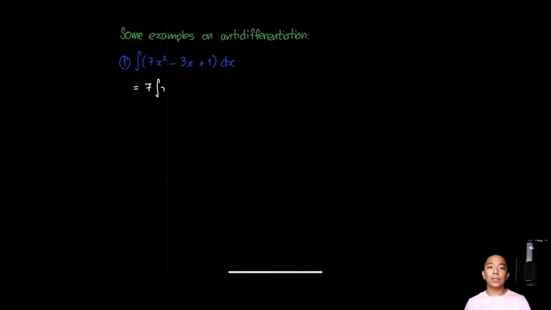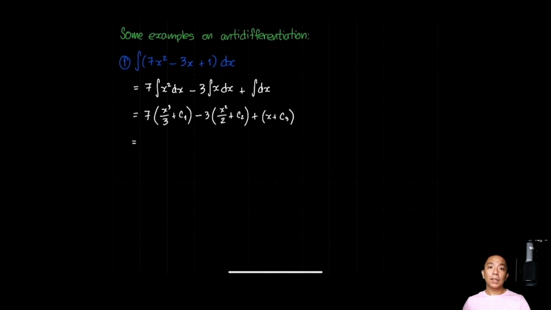So first, apply natin yung rule natin na pwede nating ilabas lahat ng coefficients. Tapos, pwede nating i-take yung individual terms as separate antiderivatives. So we'll rewrite our expression as 7 times the antiderivative of x squared minus 3 times the antiderivative of x plus the antiderivative of dx, or the antiderivative of 1. This will be equal to 7 times x cubed over 3 plus c1 minus 3 times x squared over 2 plus c2 plus x plus c3.